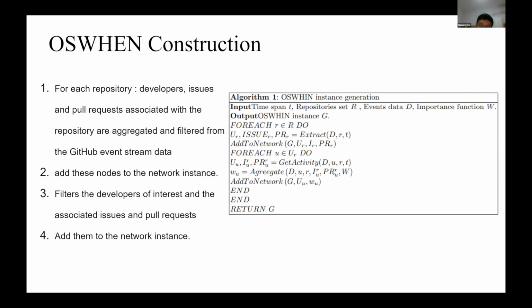Based on the above network schema, we propose the network generation algorithm. The algorithm consists of 2 stages. In the first stage, for each repo in the given set of open source projects, the developers and the issues and pull requests associated with the repo are aggregated and filtered from the GitHub event stream data, and then added to the network instance. For each developer, the second stage filters the developers of interest and the associated issues and pull requests, and then adds them to the network instance.